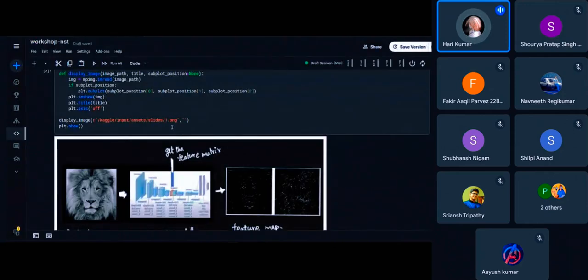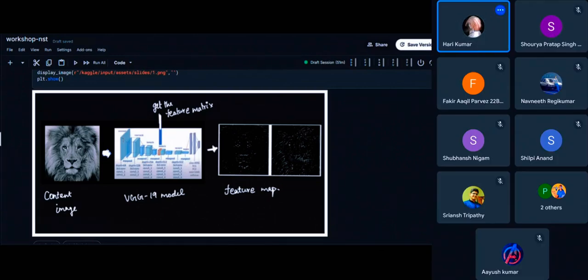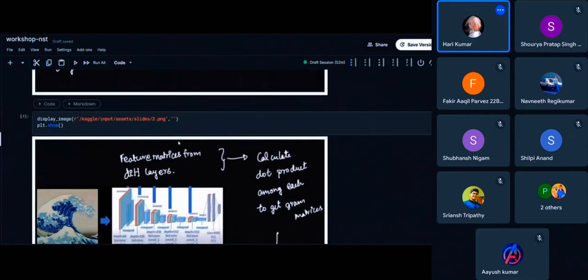So myself Hari, and I would like to present about neural style transfer. What it basically means is we get a style image and then take the style from it and paste it over a normal image to get these kind of images. First, we have a content image, from which we'll get the outline of our result image. We pass it to an already trained image classification model, and then we get the feature maps from it. Feature maps basically represent the outlines in different directions for the image.